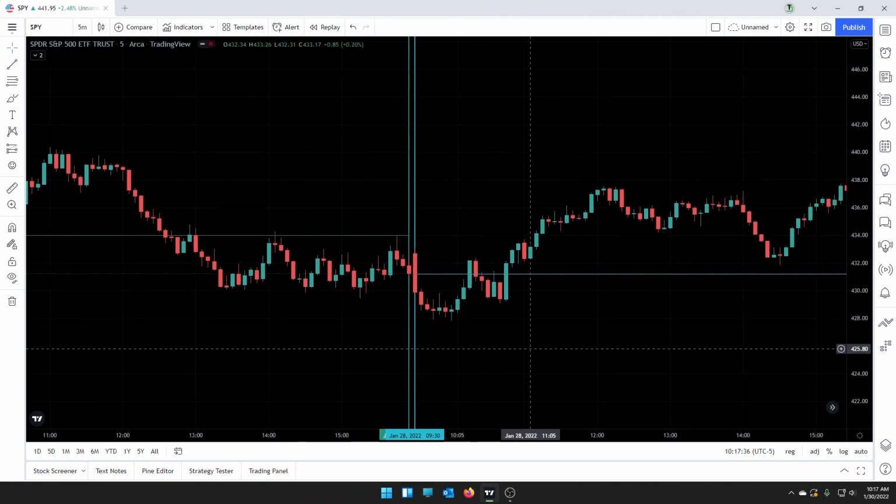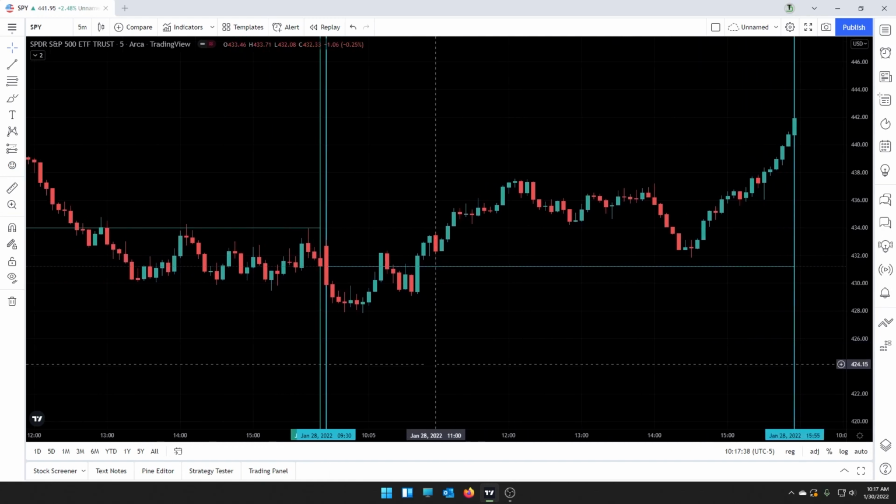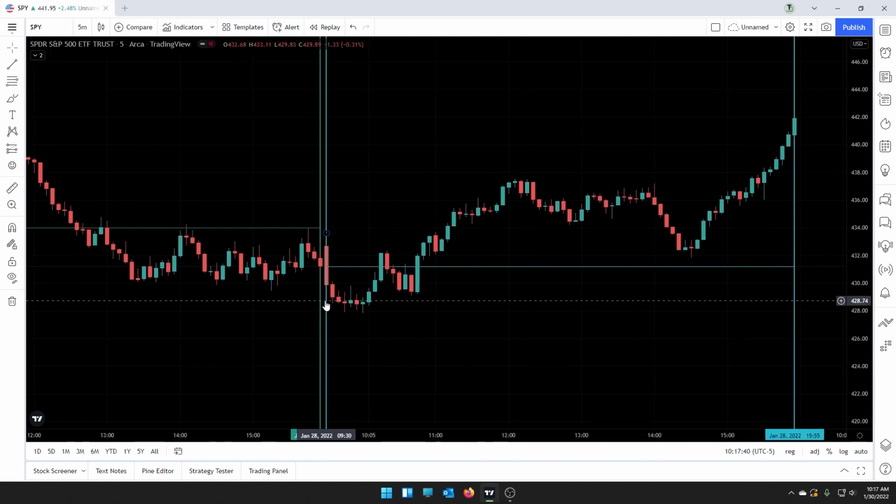Let's move on to Friday. Now this one was weird because there wasn't much of a gap to begin with, but we did close on this blue line on Thursday. On this particular, which was at 431.16, and on this particular candle, we happened to open at 432.68, so up here. And then on the very first candle, we closed the gap. Boom.